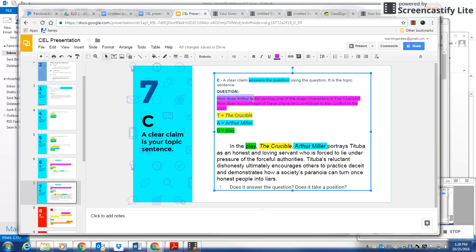Does it answer the question? How does Arthur Miller portray one of the characters? Well, I chose Tituba, and I said that she's honest and she's loving, but later on, she becomes a liar, right? And how does her lying ways or her character contribute to the conflict in the play or the development of the play? Well, her dishonesty ultimately lets others practice deceit. And it demonstrates how a society's paranoia can turn once honest people into liars, meaning that everyone else is now turning once honest people into bad people.